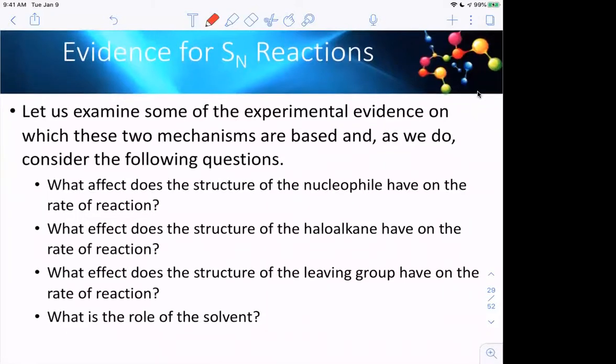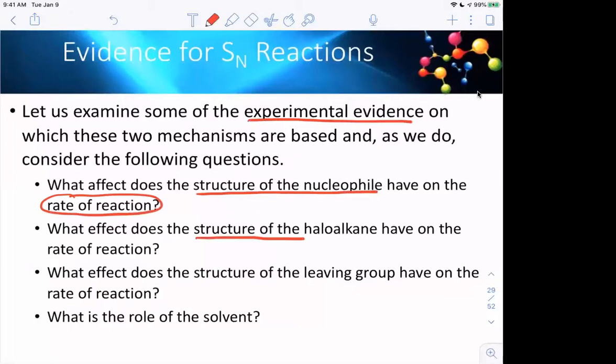So these mechanisms have been determined based on experimental evidence, right? People don't draw mechanisms just because they feel like it. They actually have to do experiments to figure out if the mechanism that is proposed is supported by evidence. So we ask some questions. What effect does the structure of the nucleophile have on the rate of reaction? Rate of reaction is kinetics. Those are critical in determining what reaction mechanism is happening in these various types of reactions.